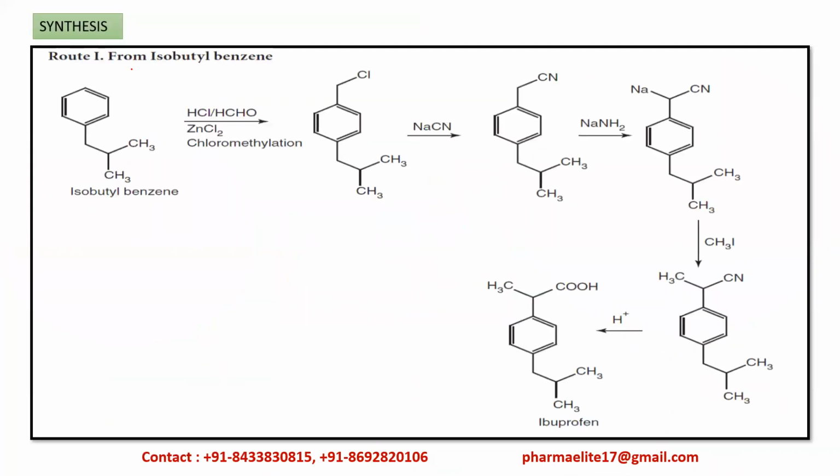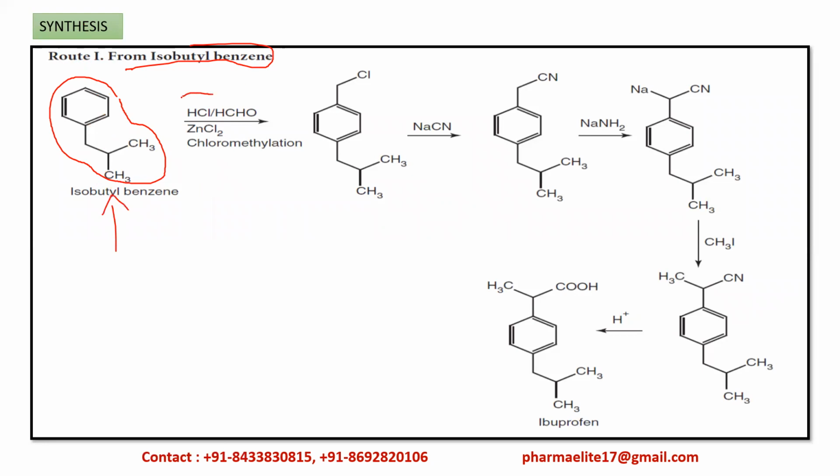In synthesis, route 1 is from isobutyl benzene. This is the structure of isobutyl benzene. We know the structure of ibuprofen, right? So what is required in this structure? We do not have the propanoic acid portion of ibuprofen in this structure, so we have to add that. So we'll now see the synthesis part.